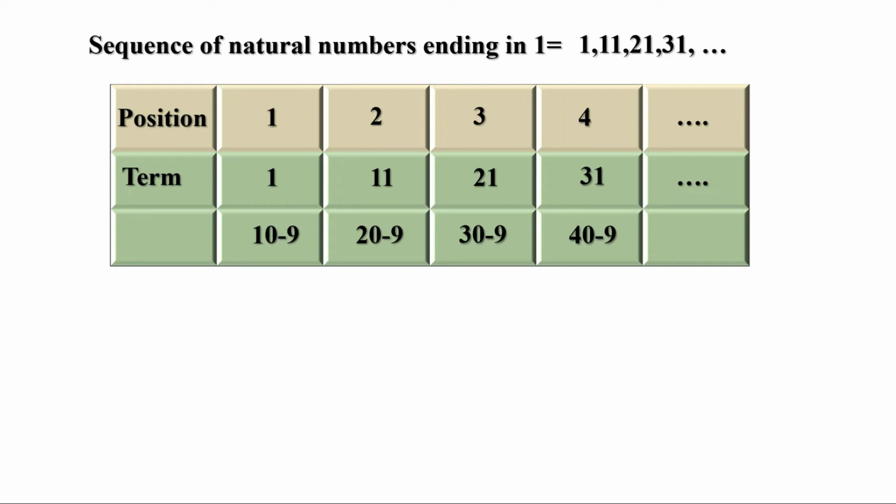Minus 9 is the last part. Therefore, in the nth term also, the last part is minus 9. What about the first part? When the position is 1, it is 1 into 10. When it is 2, it is 2 into 10. When it is 3, it is 3 into 10. Therefore, when the position is n, the first part is n into 10 or 10n. So xn equal to 10n minus 9 is the algebraic expression of this sequence. We can verify this right or wrong by putting n equal to 1, 2, 3, etc.